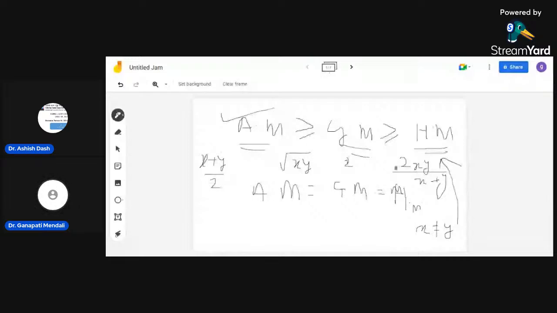So you can have that proof of how the arithmetic mean is greater than or equal to the geometric mean, which is greater than or equal to the harmonic mean. It is easy. They have taken (x minus y) square greater than or equal to 0, so again you can prove it. You can also verify whether the relationship is true or not by taking one example.